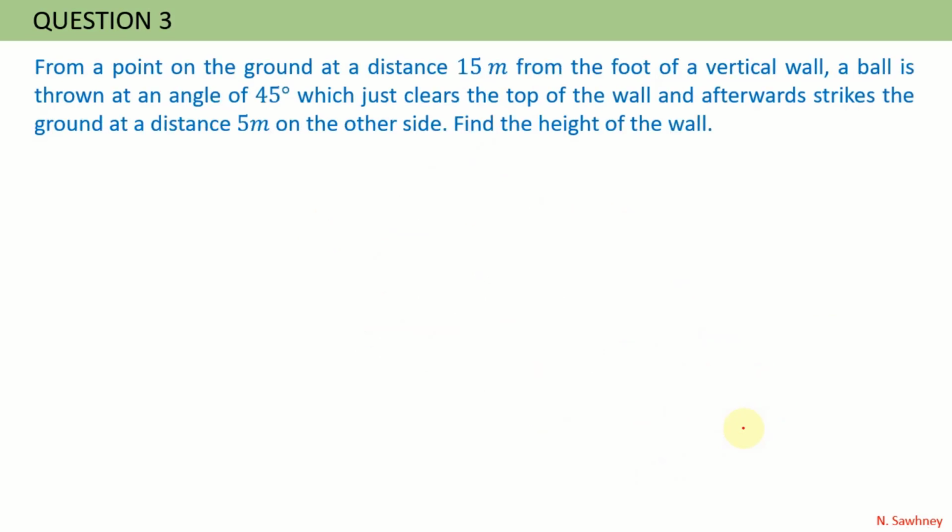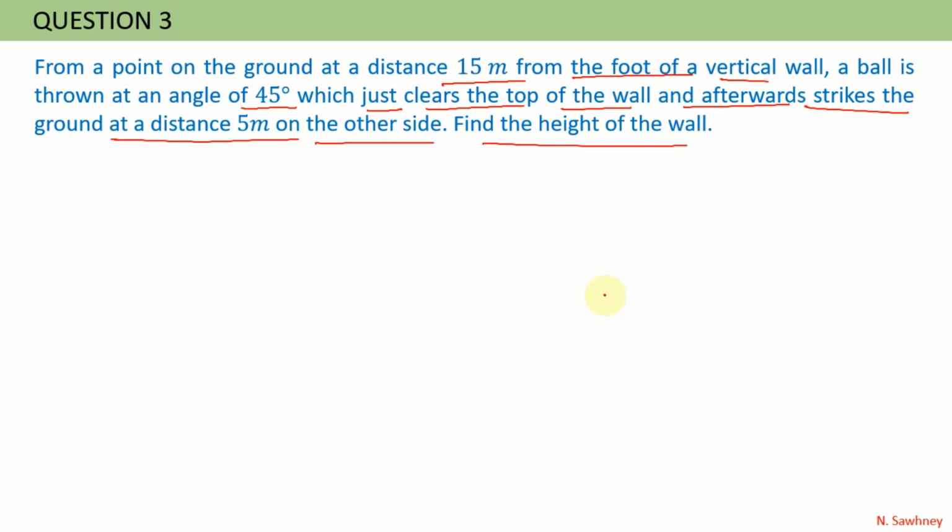Now let us solve question number 3. From a point on the ground at a distance of 15 meters from the foot of a vertical wall, a ball is thrown at an angle 45 degrees which just clears the top of the wall, and afterwards it strikes the ground at a distance 5 meters on the other side. Find the height of the wall.